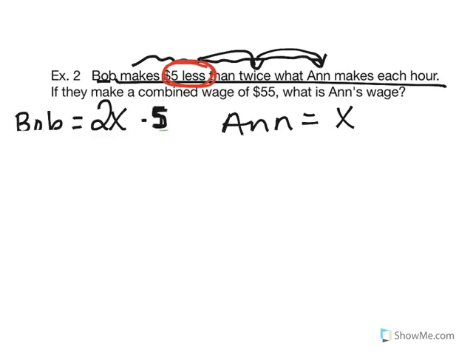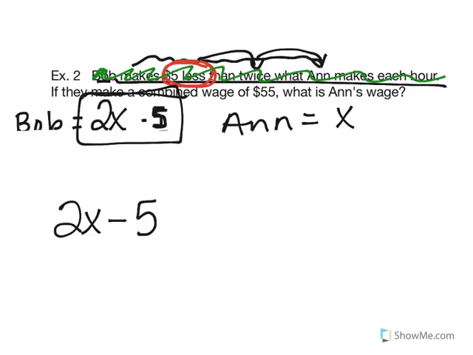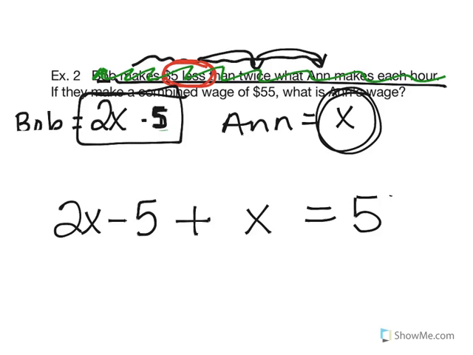Now that we have that first sentence out of the way, I'm going to scribble it out. My second sentence says they make a combined wage of $55. That means whatever Bob makes, which is 2x minus 5, and whatever Ann makes, added together needs to combine to $55. So what I want you to really see is our two sentences do two separate jobs. One of them helps us name our variables, and one of them helps us set up an equation.